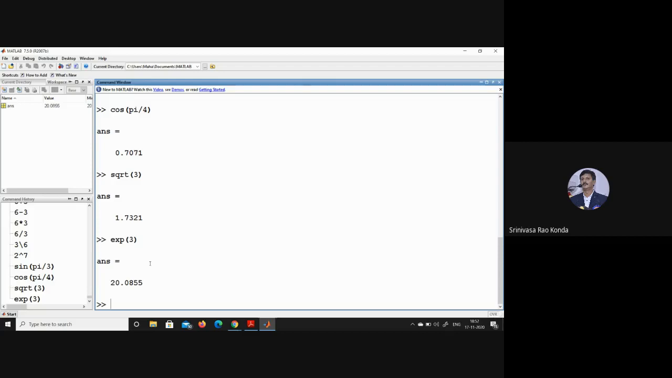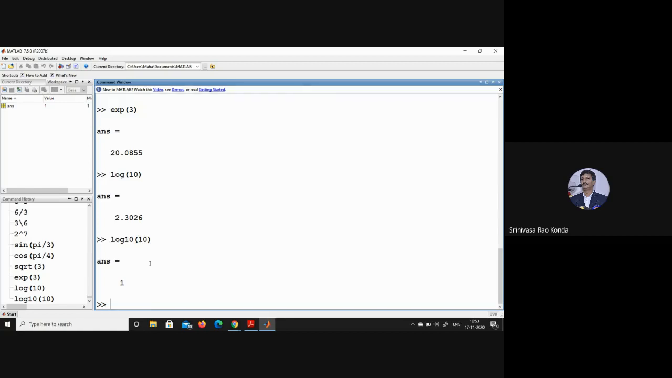That is e power 3. Okay. Suppose you want to find the log of some value, log of 2, or log of 10. That is log 10 to the base e. Sorry, log 10 to the base e, yes, correct. Log 10 of 10, that means the value of log 10 to the base 10 is 1. Okay. So now we know how to enter simple commands in MATLAB.